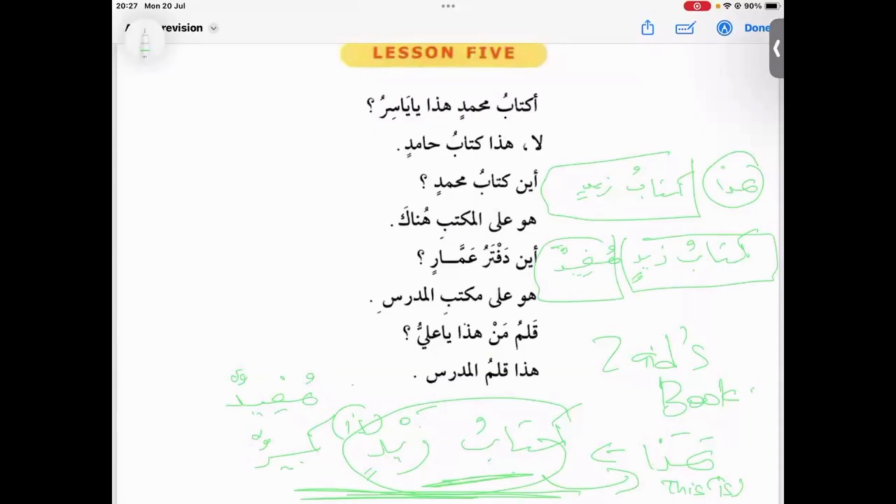So here you see, hada, that's the mubtada. Qalamul mudarrisi. This is the pen of the teacher. Qalamul mudarrisi, the pen of the teacher. There, that's a complete sentence. Hada kitabu Hamidin. This is the book of Hamid. That's a complete sentence.